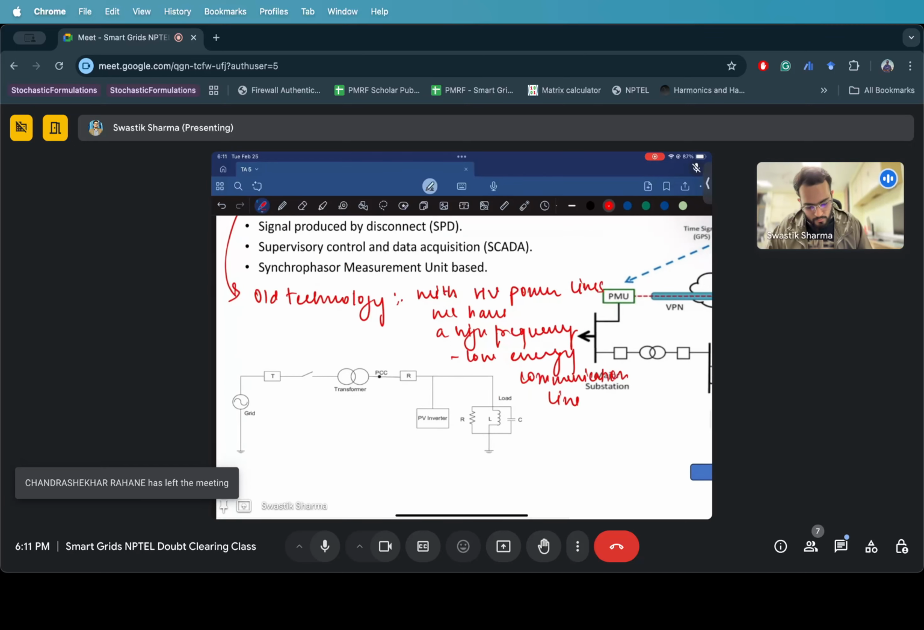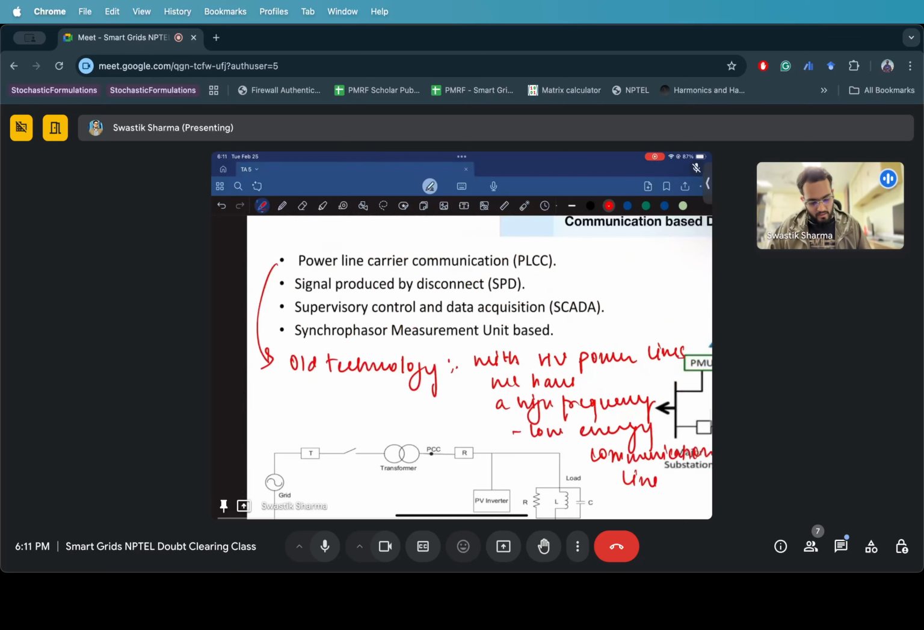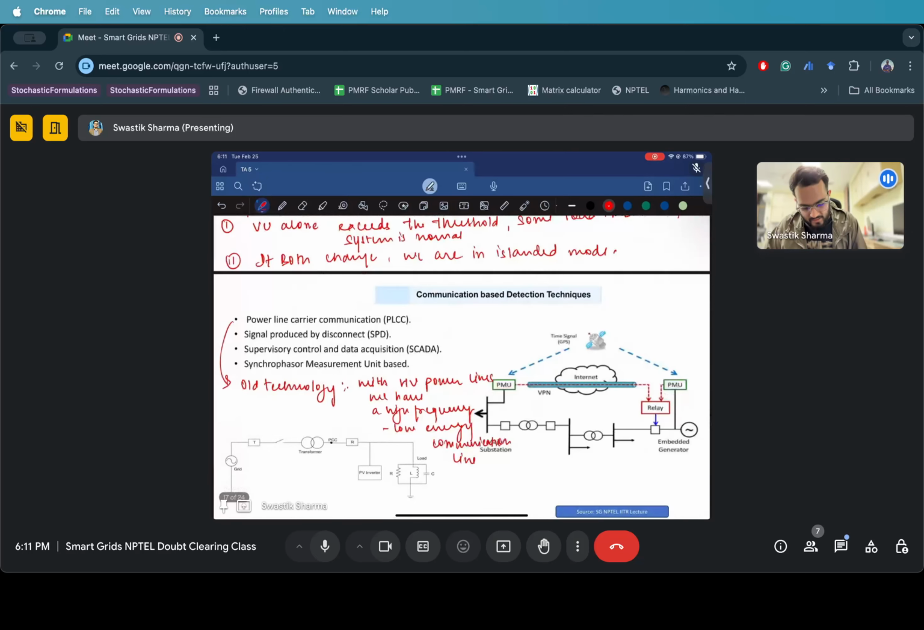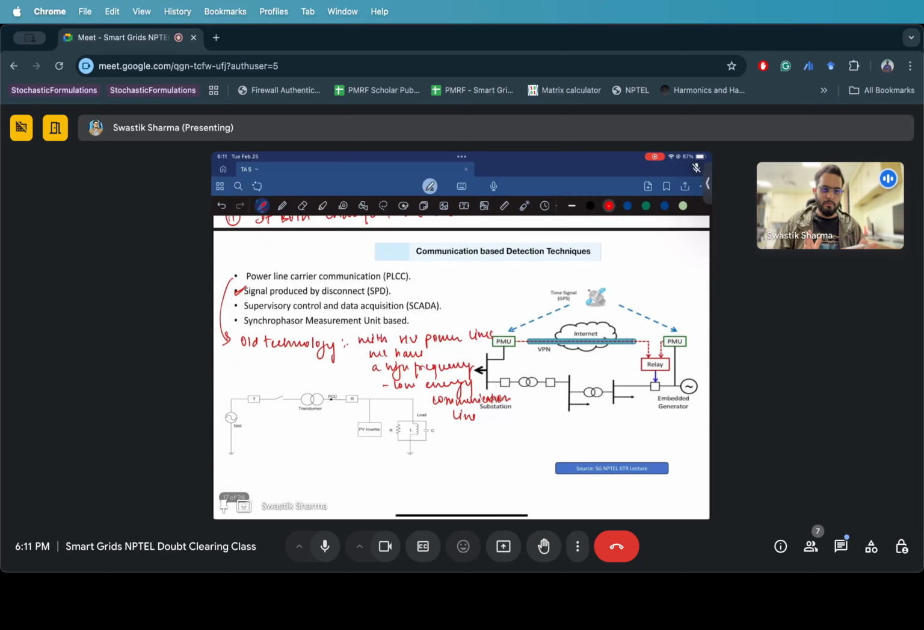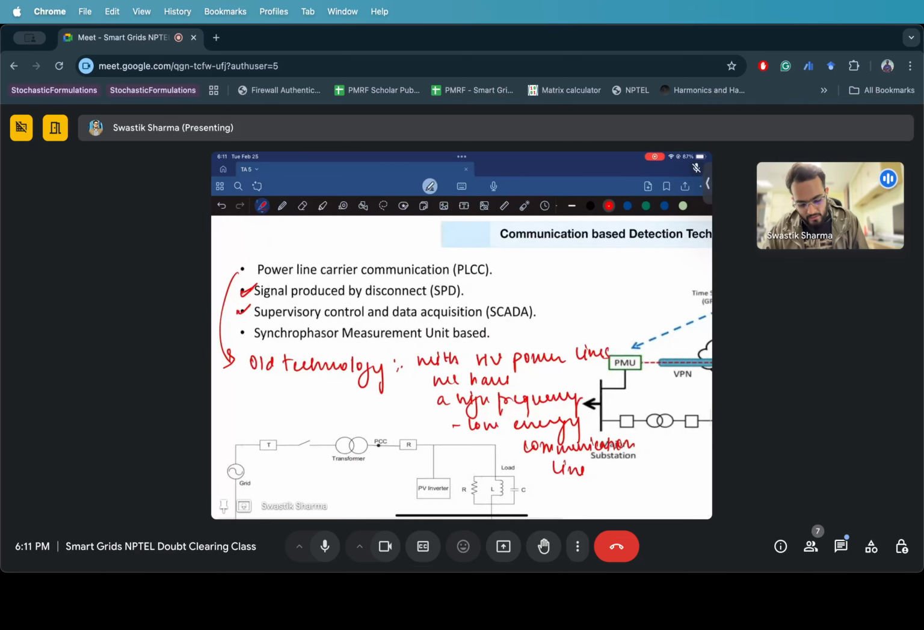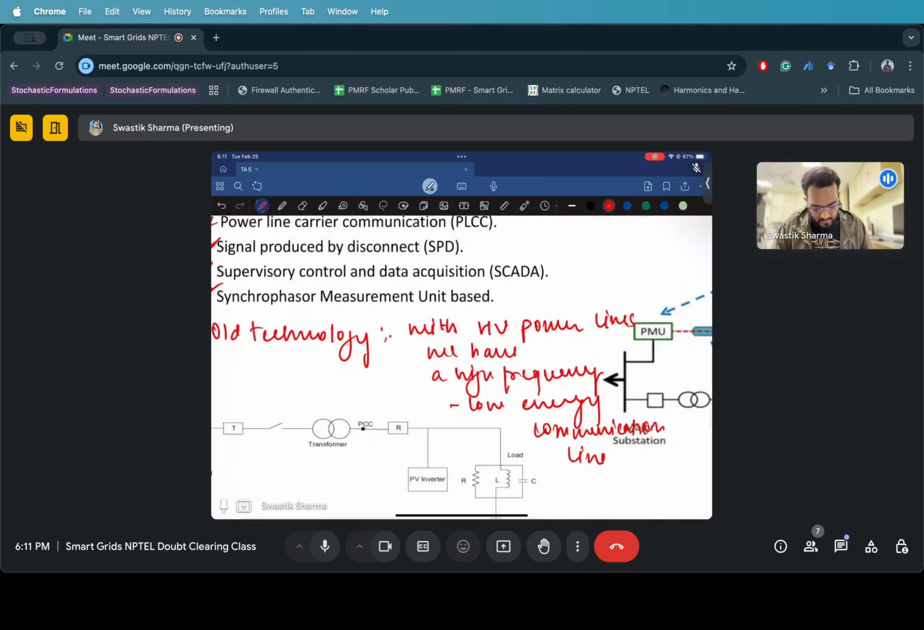We can also have signal produced by disconnect. Everything works on only two things, that there is a transmitter and a receiver where they communicate with each other if something is tripped or not. So we can use SCADA, and we have synchrophasor based measurement units, those are PMUs, right?